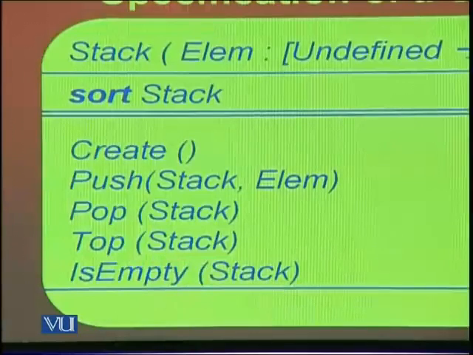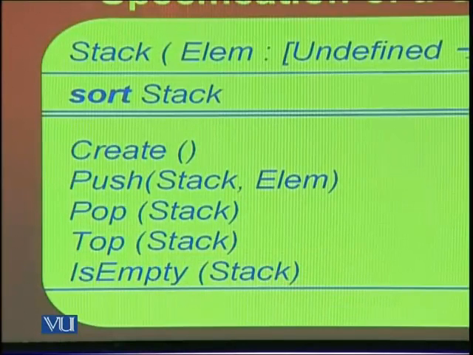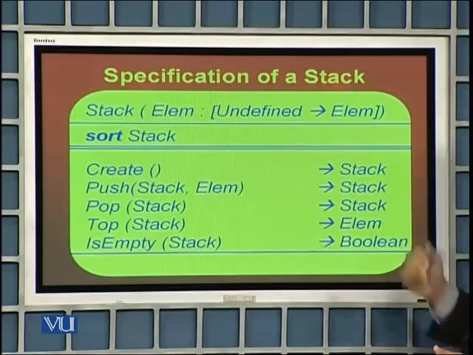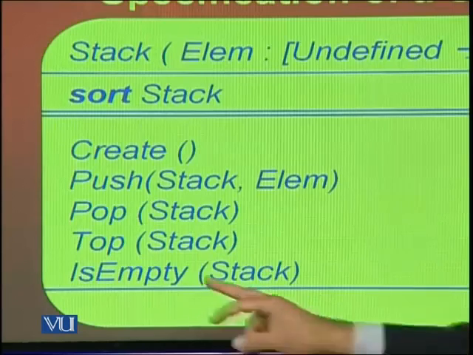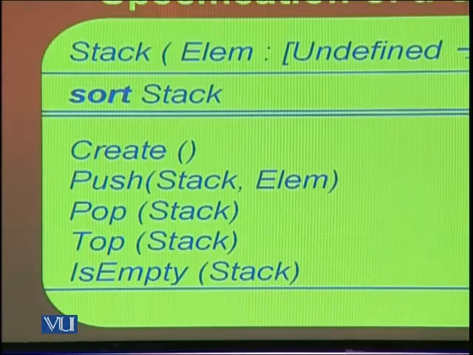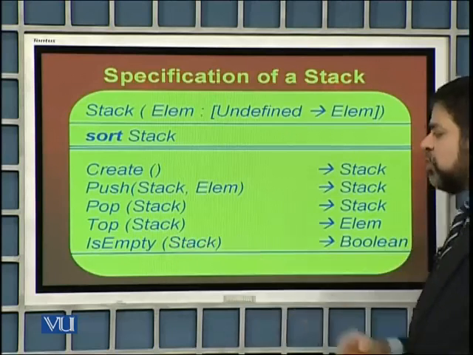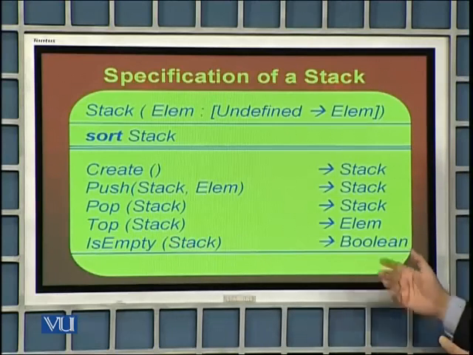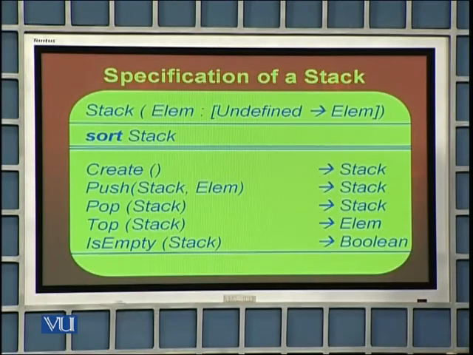The top function once again takes the stack and it gives me the top element of the stack. The is-empty function takes the stack and it gives me a Boolean value back. It basically checks whether the stack is empty or not, and it gives me a true or false. So these are the 5 methods that I have for my stack.